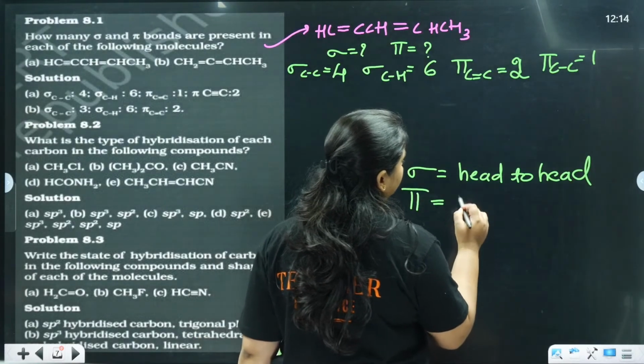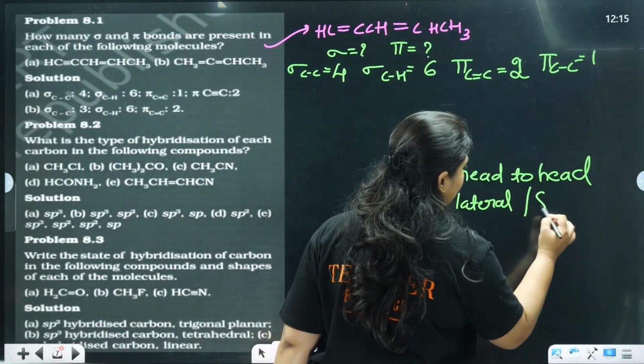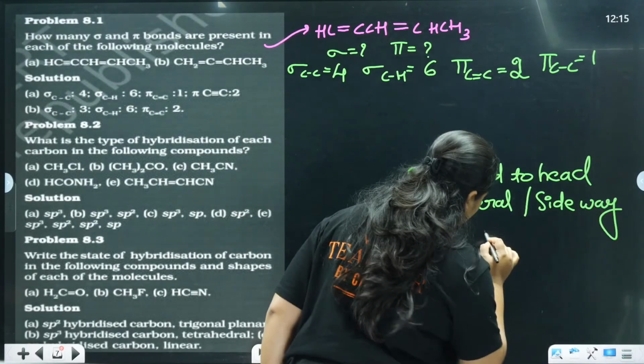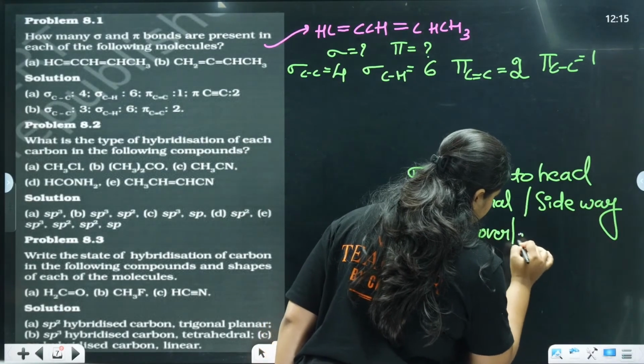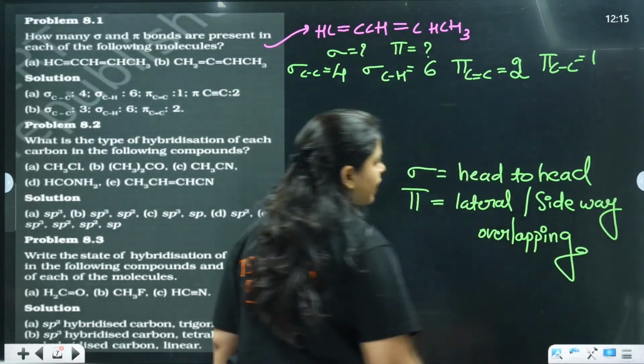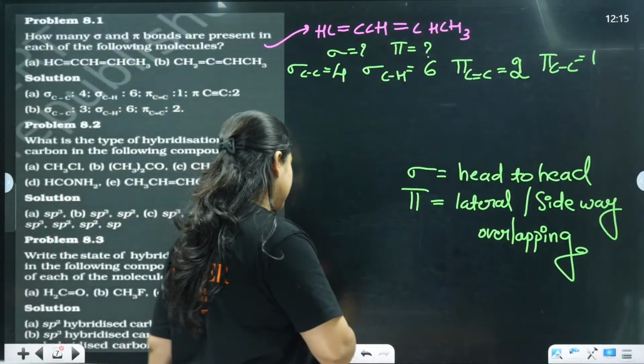Pi means you need to think like it is a lateral overlapping, or side overlapping, sideway overlapping. Okay, sideway overlapping. If you understand this concept, it will become easy and you will understand the chapter.